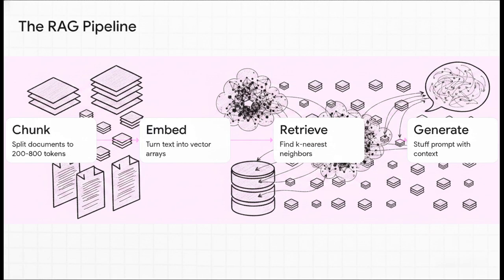You run those chunks through an embedding model to turn them into those high-dimensional vector arrays we just talked about. Third, you retrieve. So when a user asks a query, you embed their question too, and search your database to find the closest matching vectors, the k-nearest neighbors. Finally, you generate. You stuff those retrieved text chunks right into the LLM prompt as context. Step 3 is where the real magic happens, and frankly, it's the entire reason vector databases even exist.